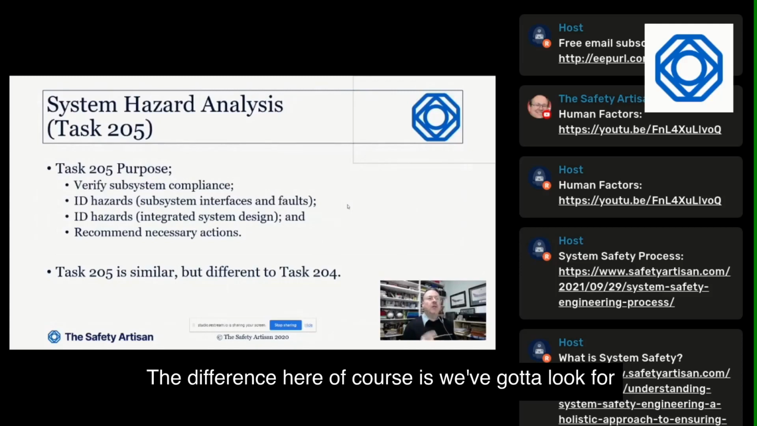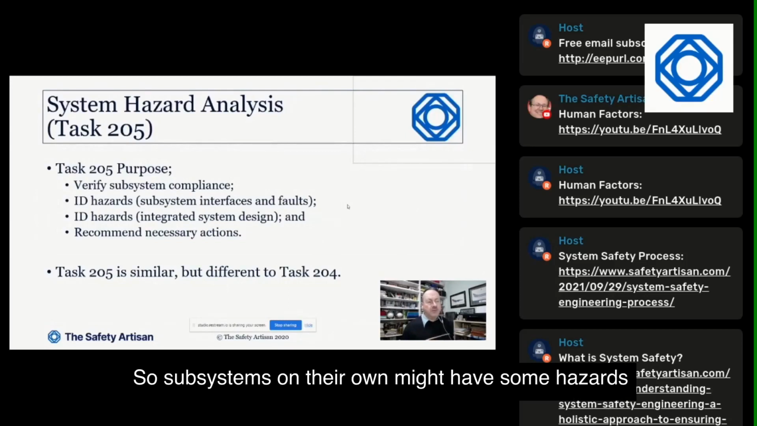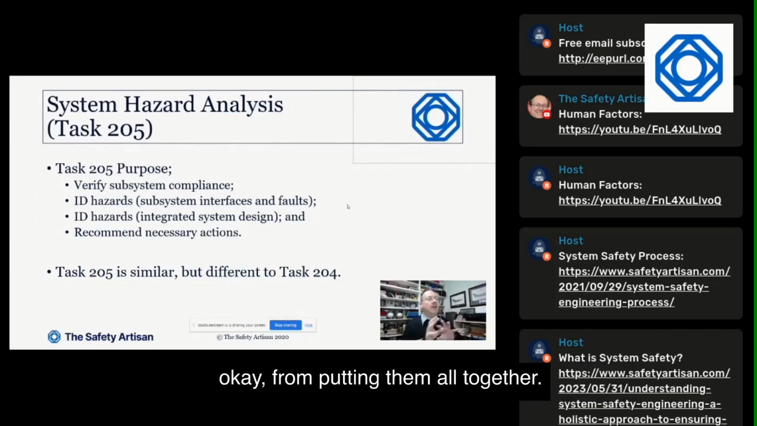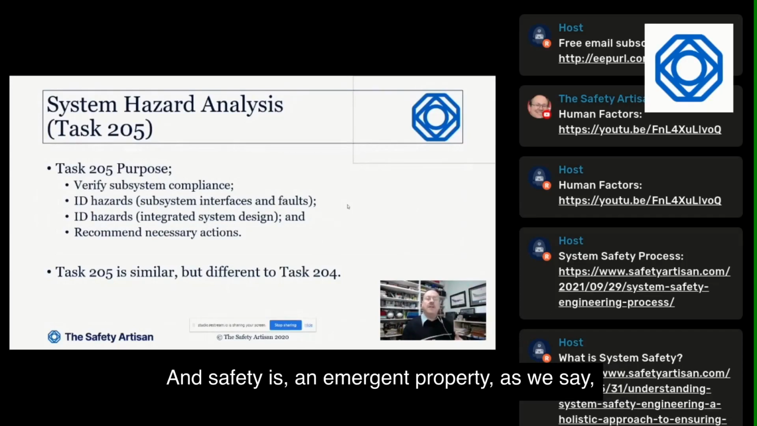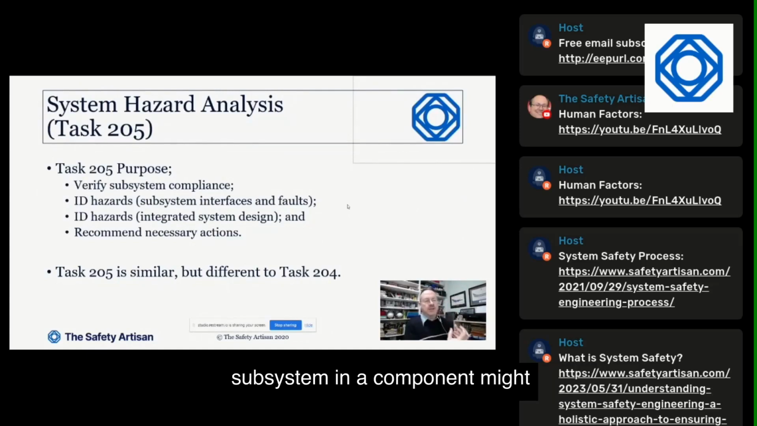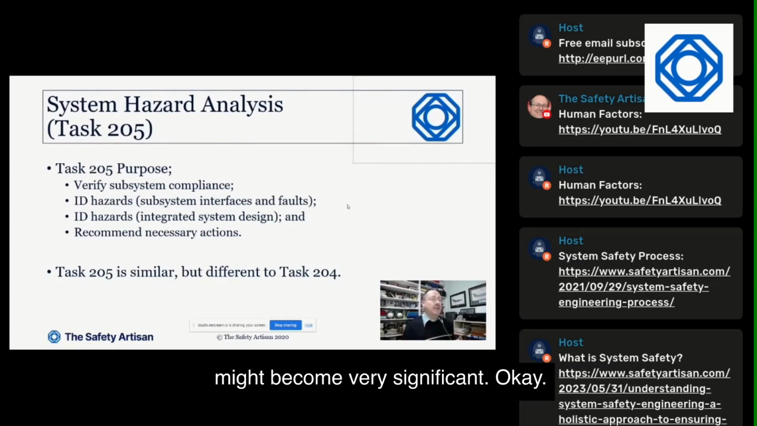The difference here, of course, is we've got to look for hazards in the integrated system design. So subsystems on their own might have some hazards, put them all together, and we get emergent behavior from putting them all together. And safety is an emergent property, as we say, because a fault way down in a subsystem in a component might be of no significance whatsoever, but as it propagates up through the system hierarchy, it might become very significant.